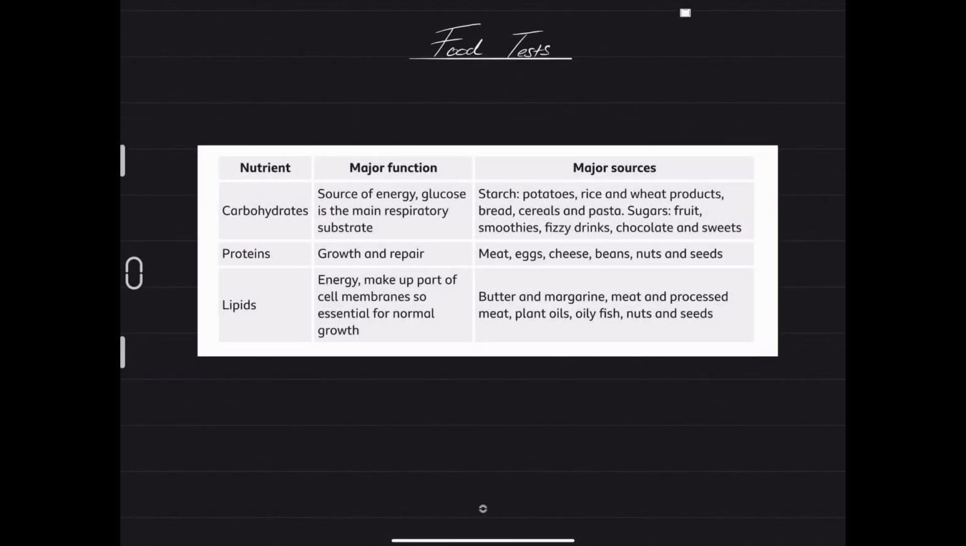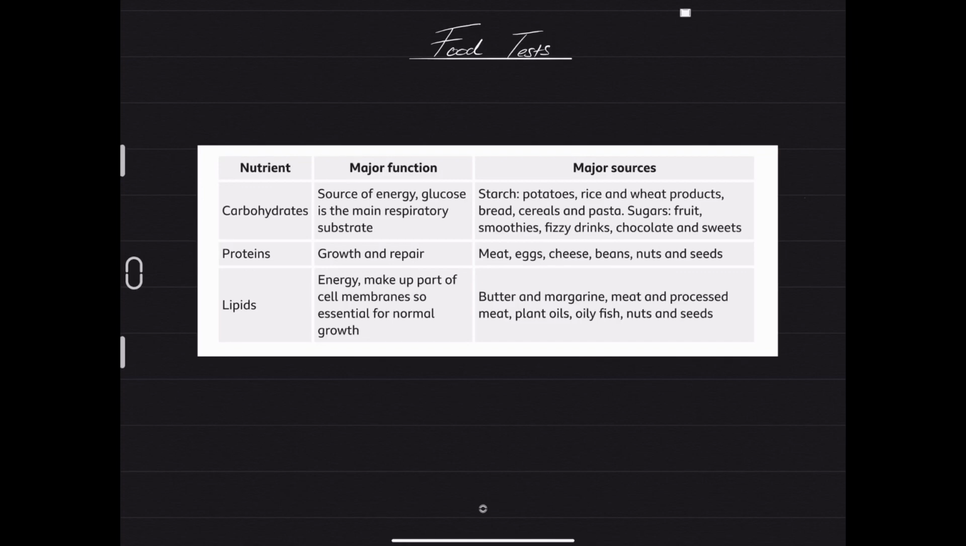Going to move on to food tests, and we are going to look at standard food tests for carbohydrates, proteins and lipids. Before we do that, I'm just showing you a summary of carbohydrates, proteins and lipids. So here you can see the corresponding function of carbohydrates, proteins and lipids, and then there's another column to show you where you can get these three types of food categories in the day-to-day items that you can consume.